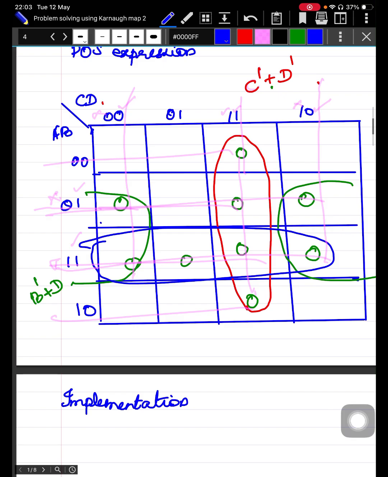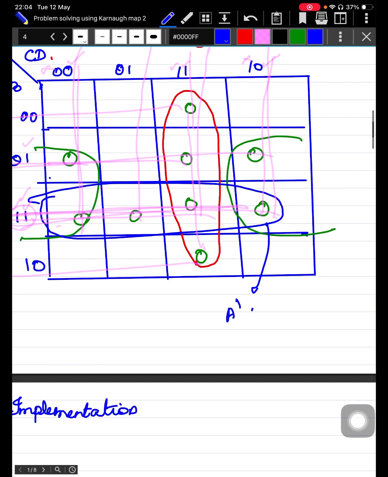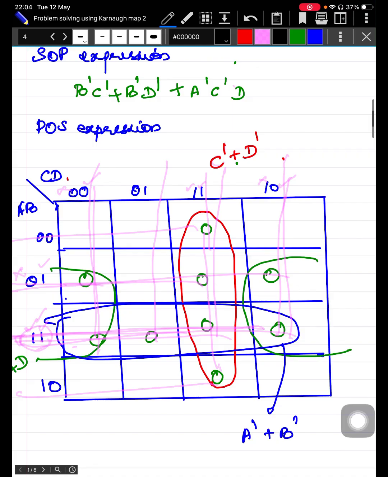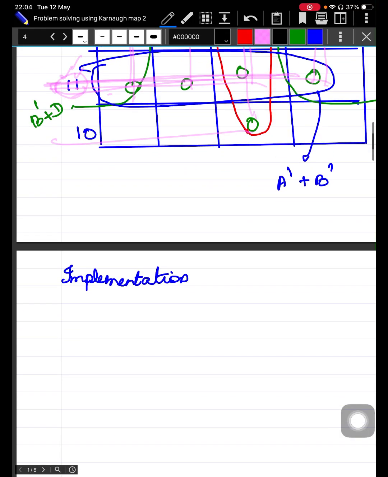Now for this blue group, I'll take my pink again. This is the only row in which all the four elements are present, and they are present in all the columns. So definitely no column element is going to be the same. So this element is common for all the four boxes. What is that name? A is 1, and B is 1. How will I name it? It is A dash plus B dash. Okay. So what is my POS expression? My POS expression will be C dash plus D dash into A dash plus B dash into B dash plus D. Okay. Now for my implementation part, I'll implement the SOP expression and the POS expression side by side.